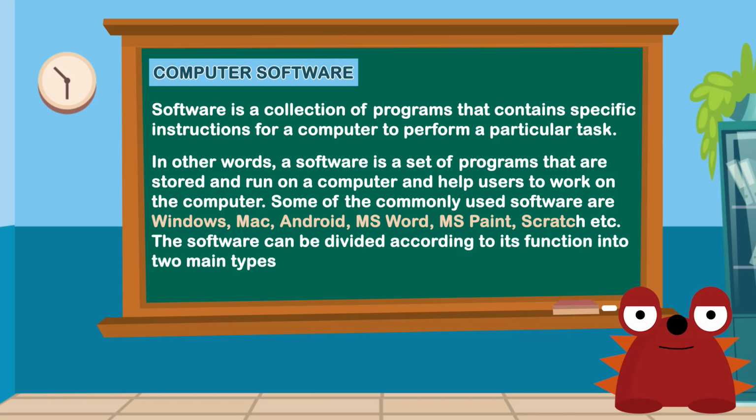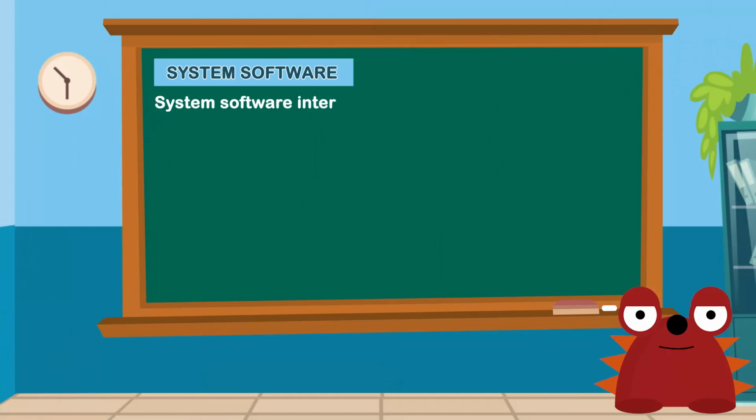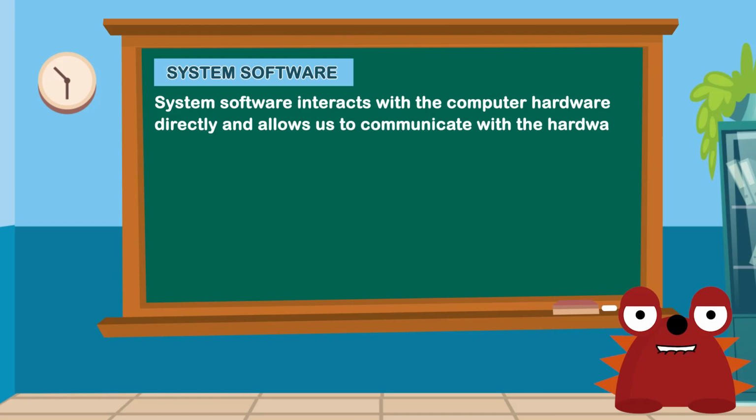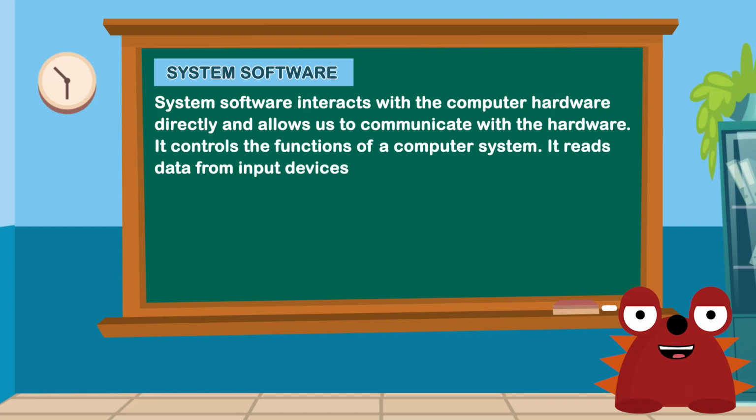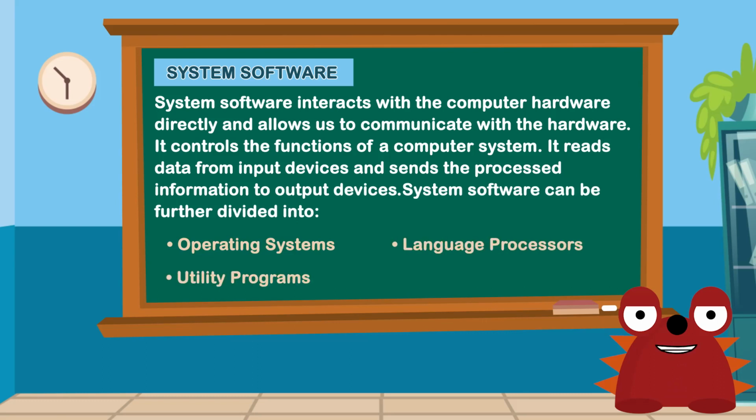The software can be divided according to its function into two main types: system software and application software. We will be learning about these in detail in our chapter. System software interacts with the computer hardware directly and allows us to communicate with the hardware. It controls the functions of a computer system. It reads data from input devices and sends the processed information to output devices. System software can be further divided into operating systems, language processors, and utility programs.